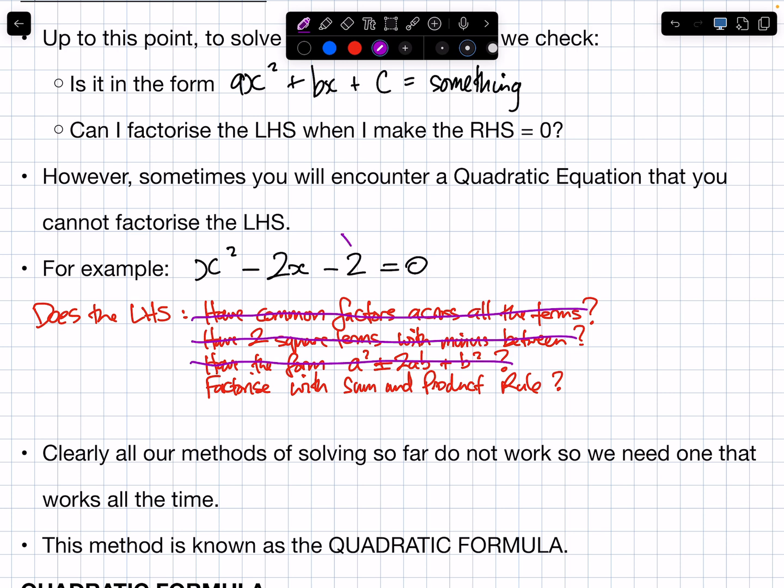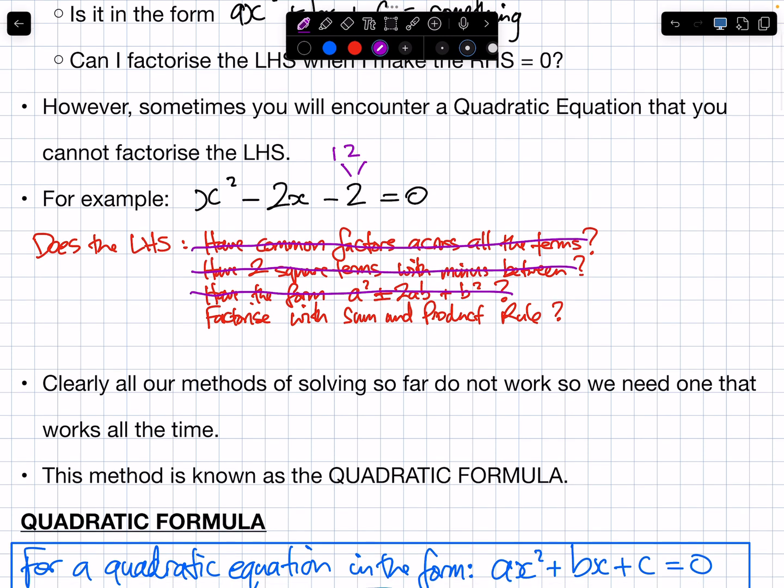What are the factors that times together to make 2? 1 and 2. Is there any way I'm going to get negative 2 using 1 and 2? I could get 1. I could get 3. I can't get 2. Okay? Clearly, all our methods of solving so far do not work. So we need one that works all the time.